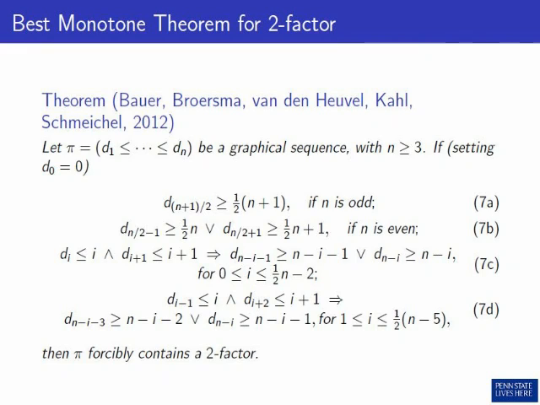Now concerning two factors, well, there is this nice result. I really do like this. I wasn't involved with this project, but Bauer and his colleagues here, the usual suspects, as he refers to them, have a paper presenting a result where under these conditions, pi forcibly contains a two-factor. So we have to check all these individual conditions. If they're all true, then every realization of the graphical sequence will have a two-factor.